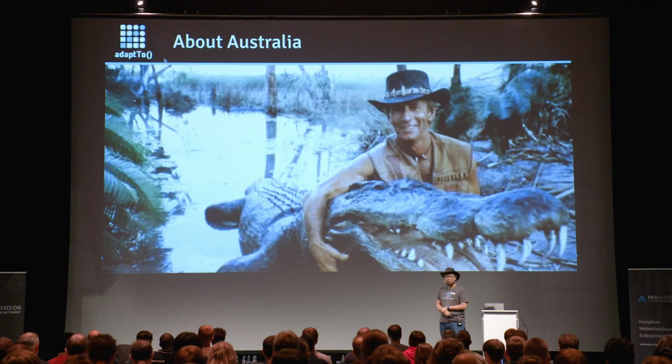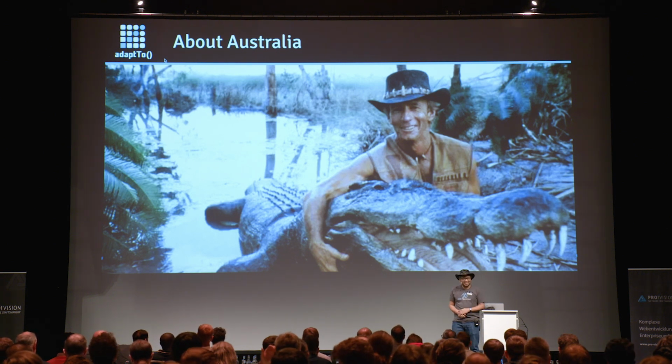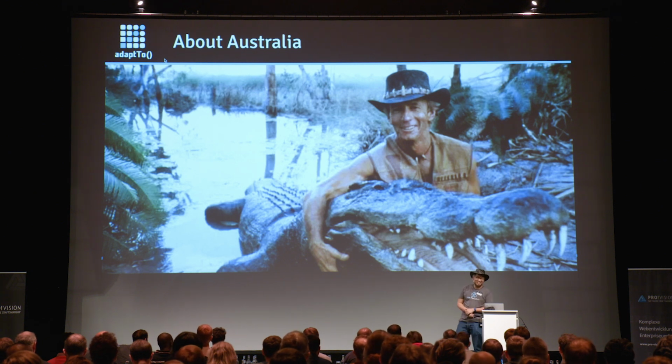So just a little bit to start with. This is Australia. We all wear hats like this, and we all have crocodiles in our backyard. This is called a cobra hat.